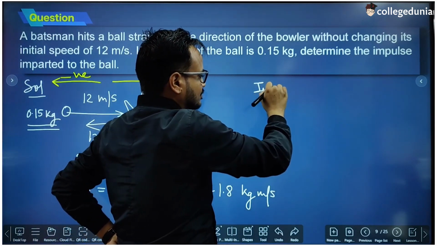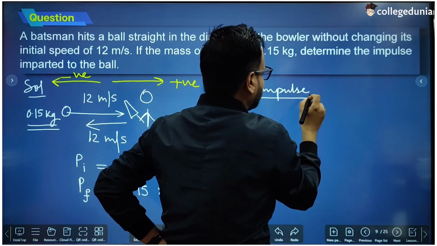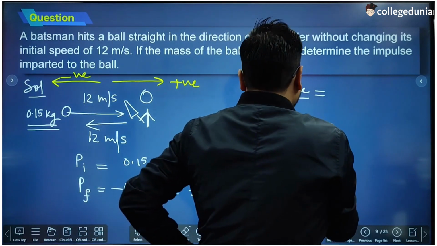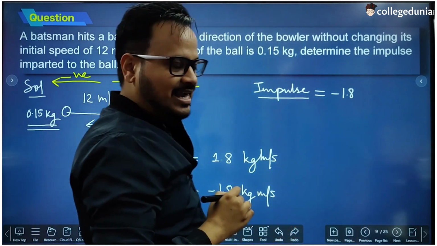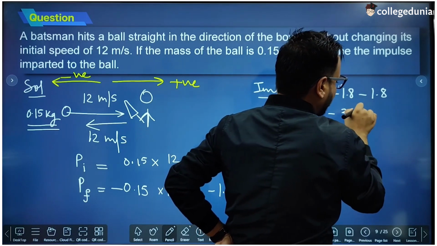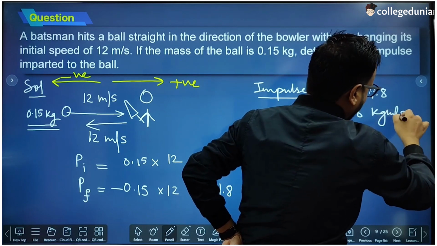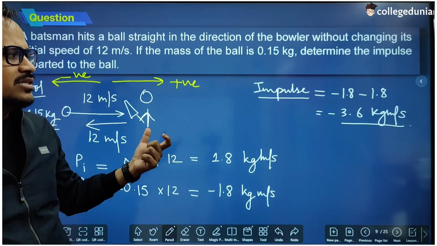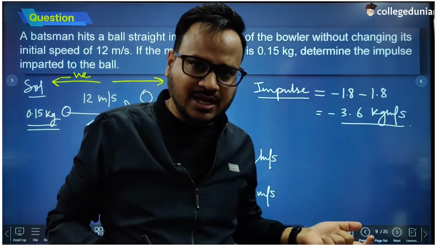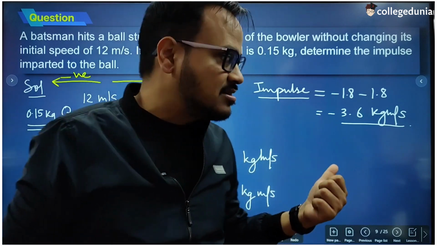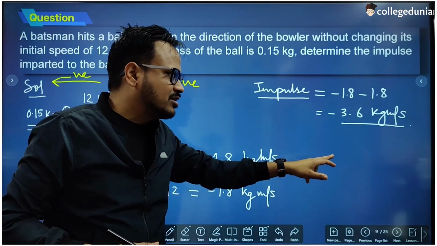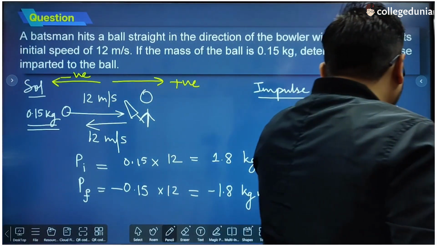So what is impulse? Impulse is nothing but change in momentum, and change in momentum means final momentum minus initial momentum. Final momentum is minus 1.8 and initial momentum is 1.8. So if we subtract 1.8 from minus 1.8, we will get minus 3.6 kg meter per second, right? So this is impulse. Minus is coming because we have taken this direction as negative. We can take any direction as positive and the opposite direction will be negative. So the magnitude of change in momentum is 3.6, so the answer is 3.6 kg meter per second. But from the question's perspective, if you leave this as minus 3.6 kg meter per second, then it is also okay. Nobody is going to deduct any marks.